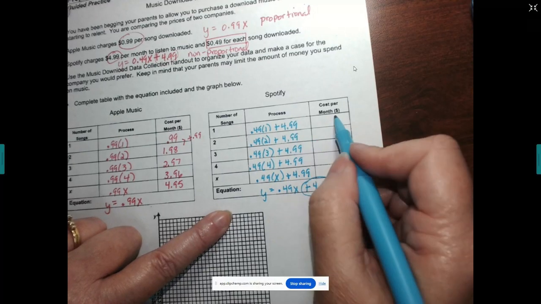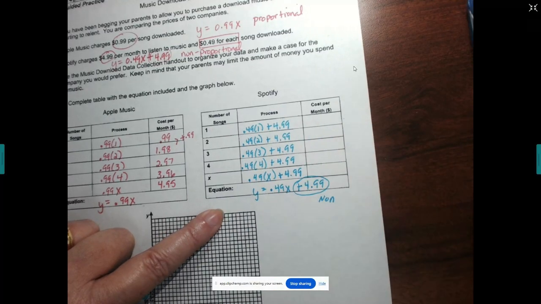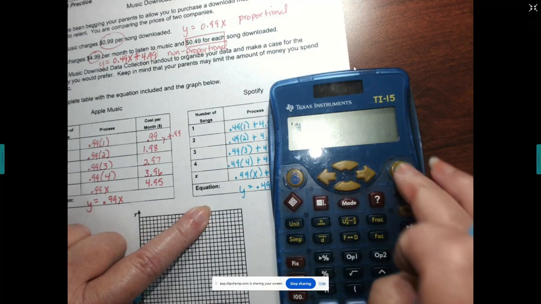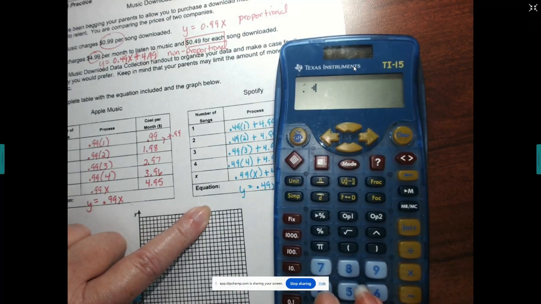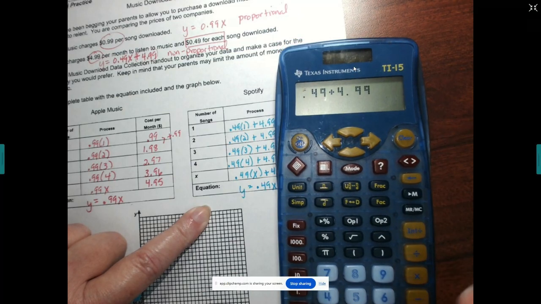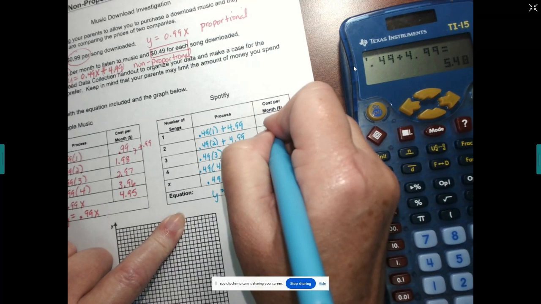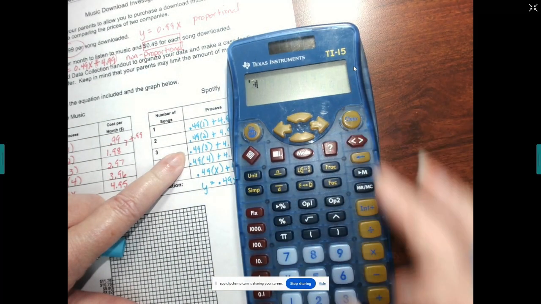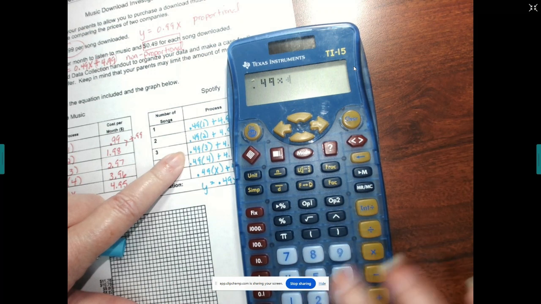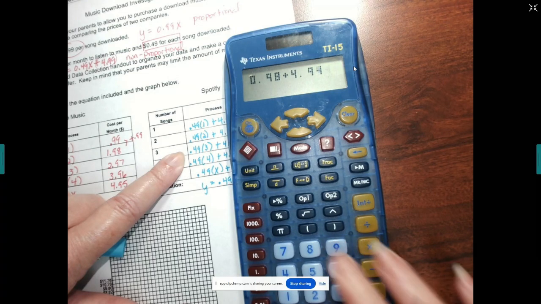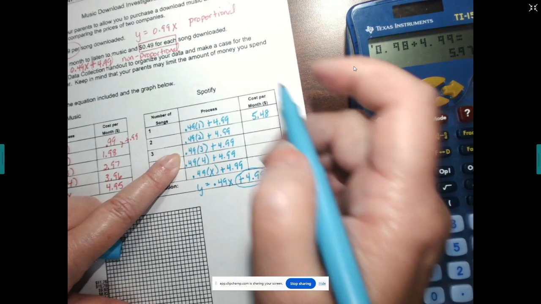All right, so to do the cost, I do 49 cents times 1 is 49 cents. So I'm going to do 49 cents plus $4.99, and that equals $5.48. Then I'm going to do 49 cents times 2, and then I'm going to add $4.99, and that equals $5.97.